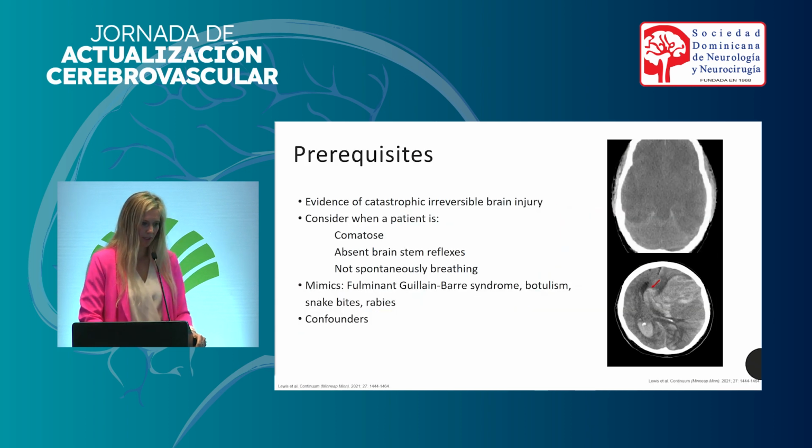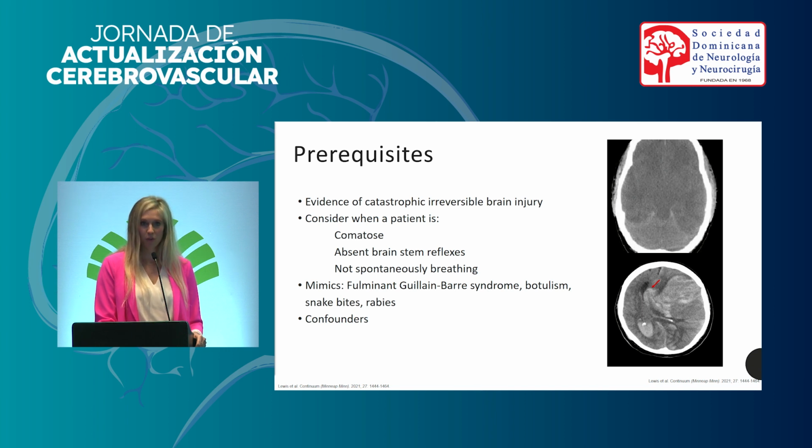So in terms of prerequisites, I think one way to most safely proceed with brain death testing is to make sure it's appropriate to even start doing it. And one way to do that is to make sure you've satisfied the prerequisites for moving forward with brain death testing. So number one is that you need evidence of a catastrophic irreversible brain injury. If you don't have evidence of some significant and severe brain injury, you should not be doing brain death testing. So that's step one.